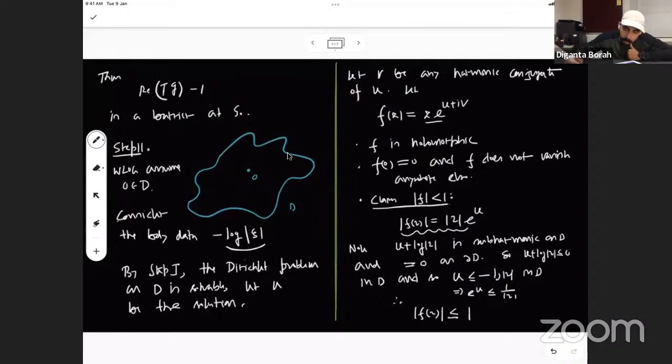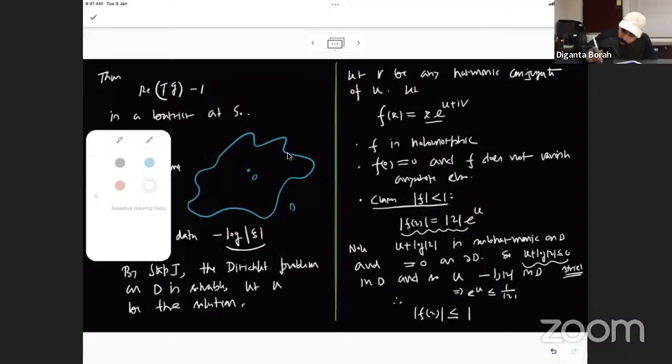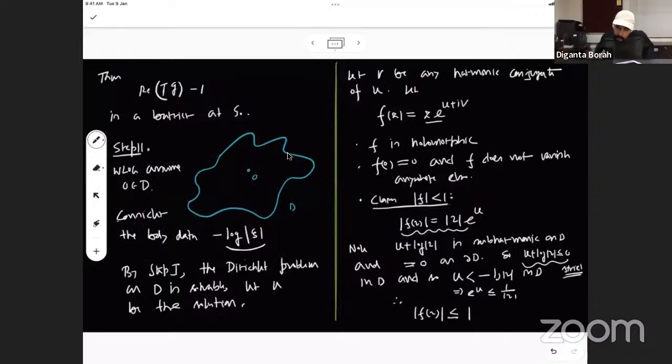I do not yet know that f is forward, but if you look at this inequality here, it has to be strict, because if it is equal to 0 somewhere, the function has to be constant, right? But the function u is non-constant. Otherwise you have a constant function. u is not constant, that is clear. Log mod z cannot be constant, right? Boundary values are non-constant, so the function cannot be constant.